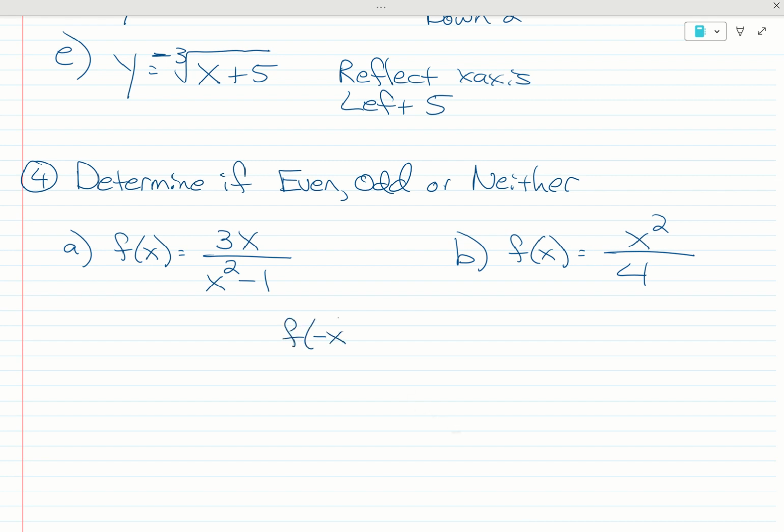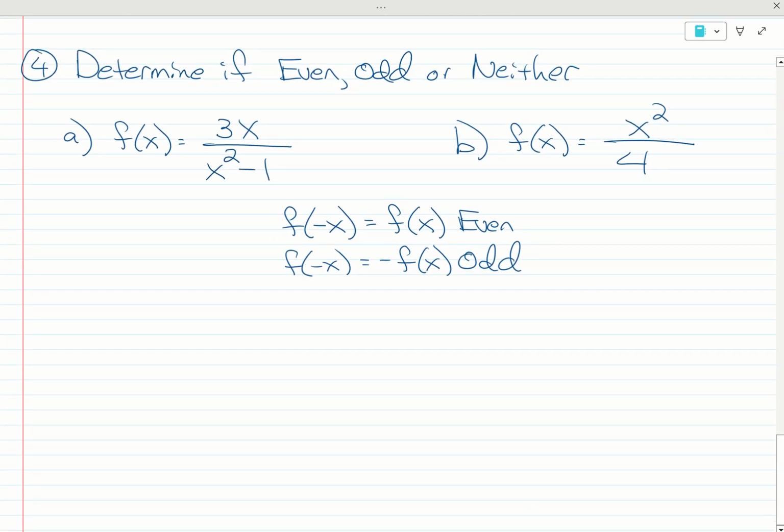The way we determine if they're even, odd, or neither is we plug in the opposite of x, and if it comes out to be the same thing, then we know that it's even. If we plug in the opposite of x and we get the opposite, then we know it's odd, and if neither of those happen, then we would say that it's neither.